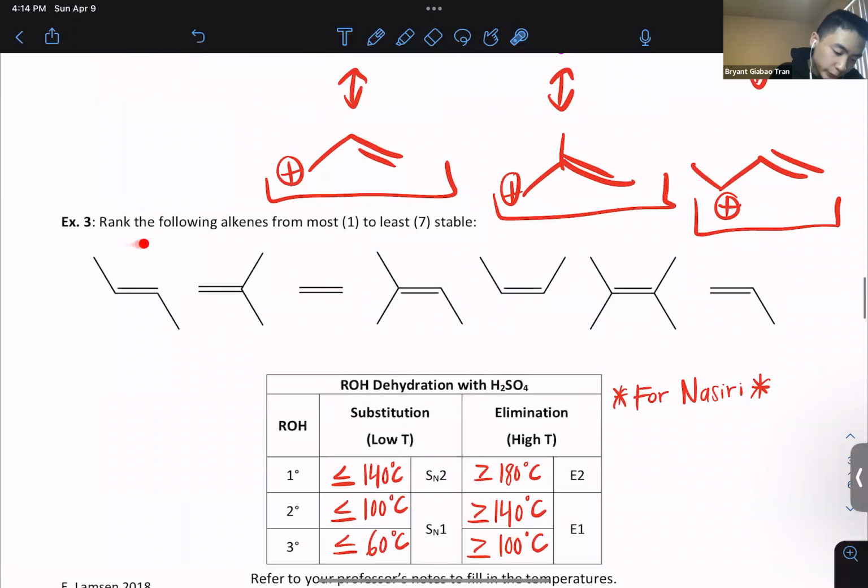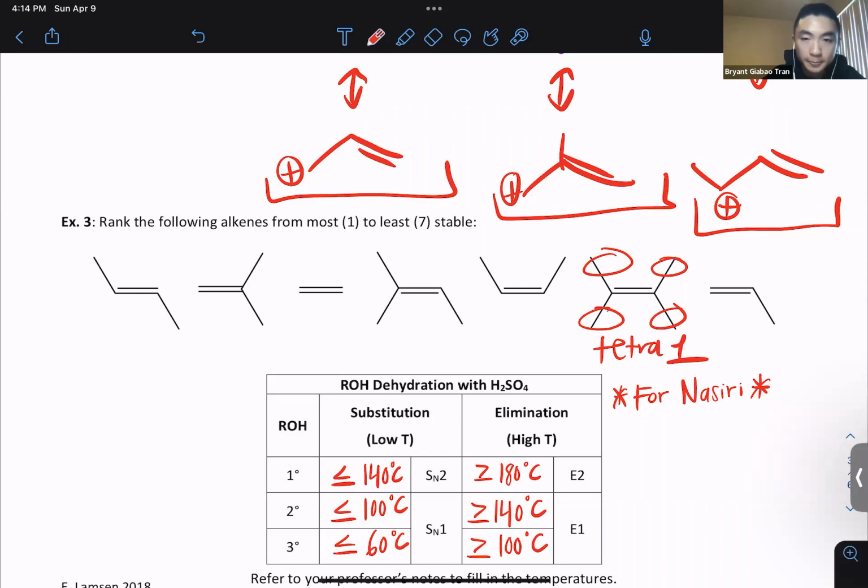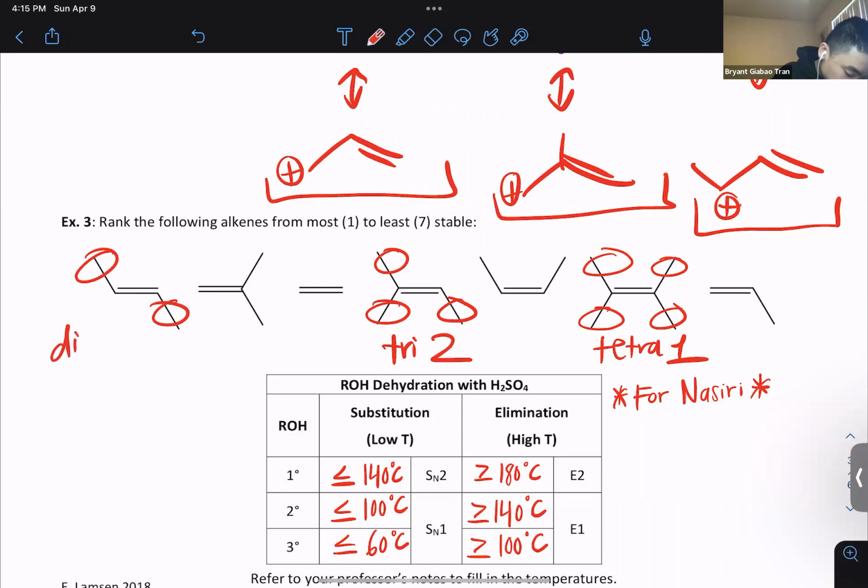Then we're going to rank the following alkenes from the most stable 1 to the least stable alkene 7. So we see here, this double bond here is tetrasubstituted, making this the most stable double bond. Then we see in this alkene, this is a tri-substituted alkene, making this the second most stable. Then we see here, this is a di-substituted alkene, making this our third most stable alkene.